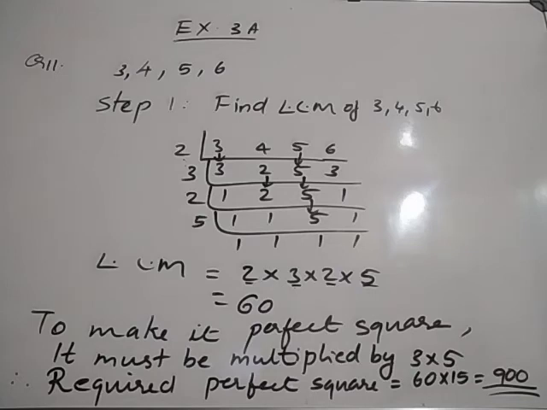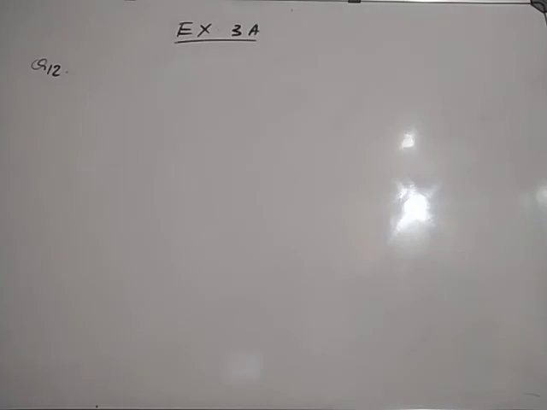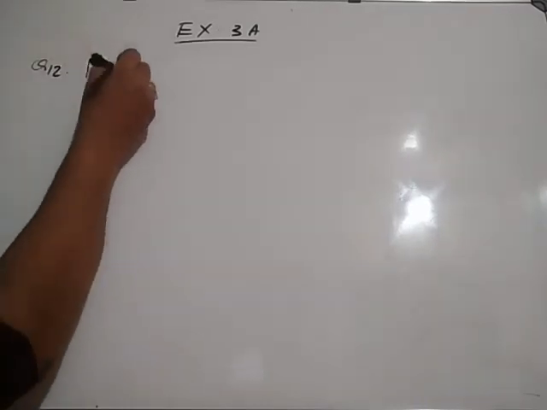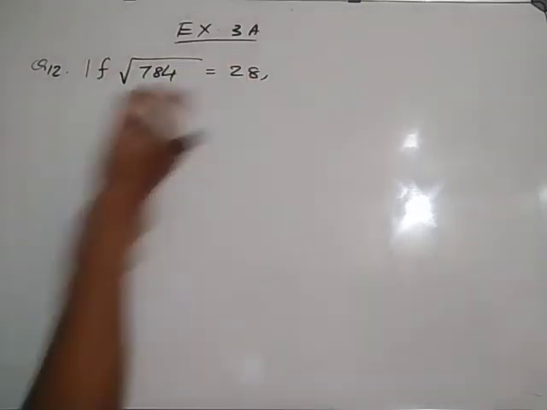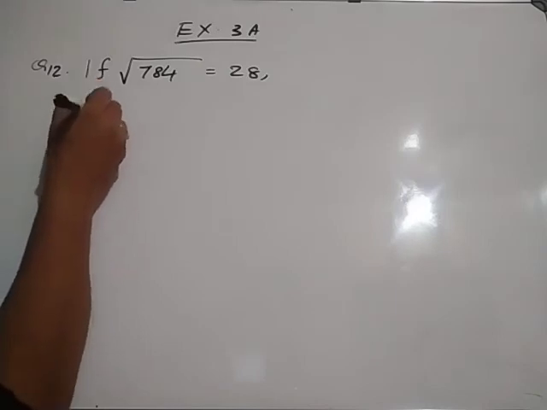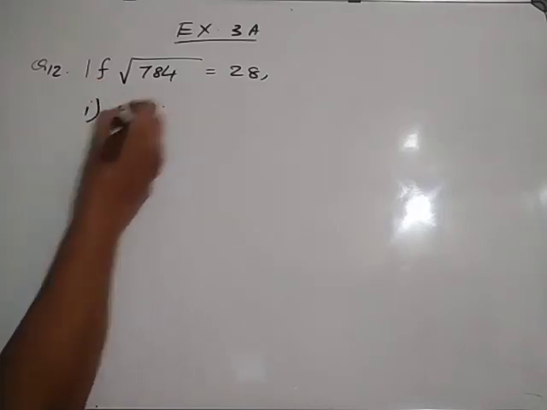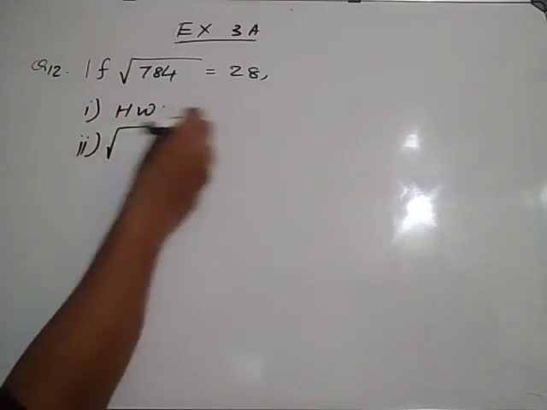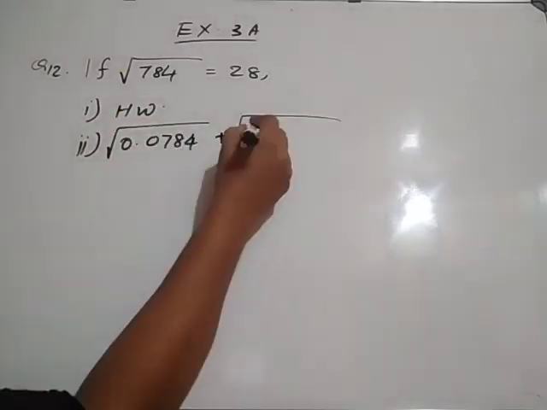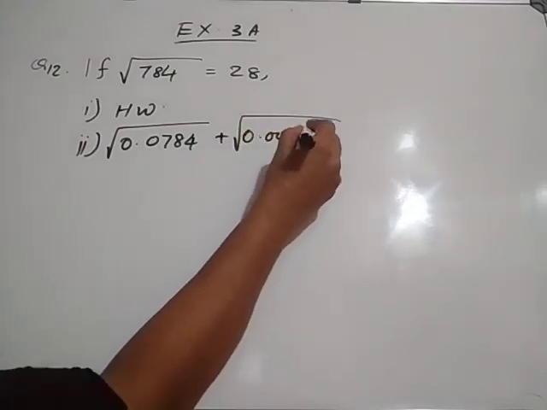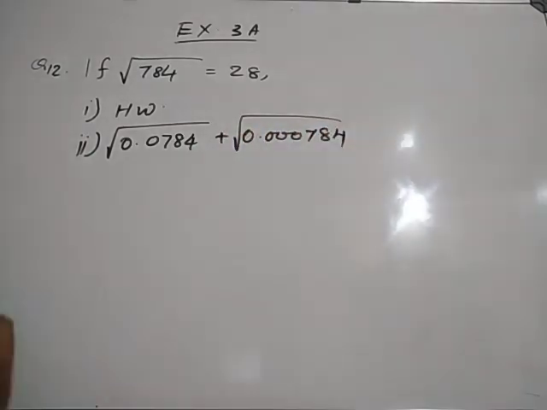Now question 12. If square root of 784 is 28, find the value of, first one you can do it as a homework. Second one, square root of 0.0784 plus square root of 0.000784. You have to find out these values. It is given that square root of 784 is 28.